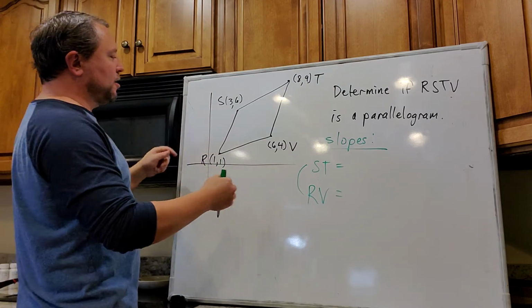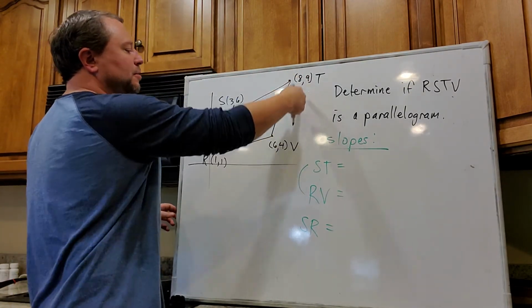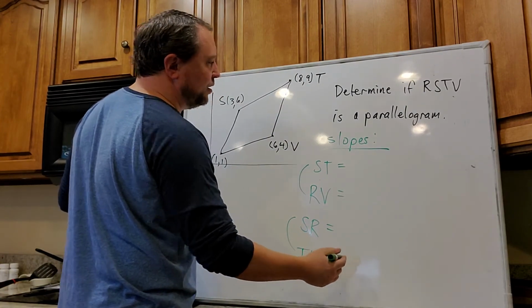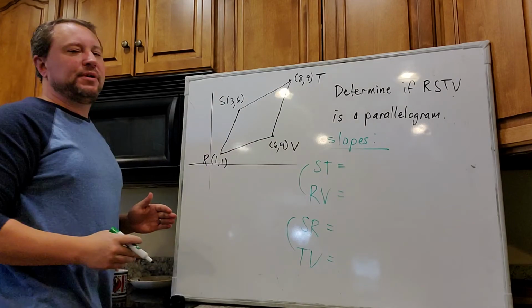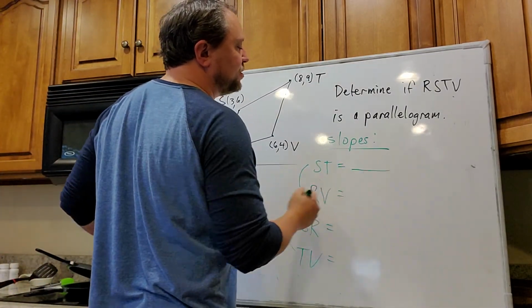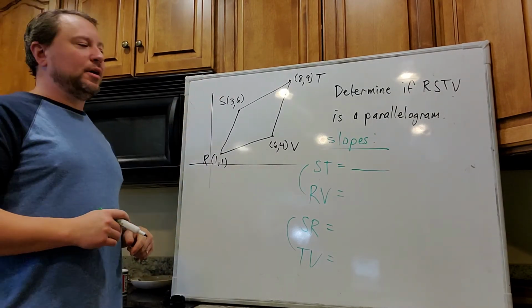Same with SR and its opposite side over here, TV. Those two, again, if they're going to stay parallel, have to have the same slope. And if you remember right, you find slope by subtracting your Y values on top, X values on bottom.